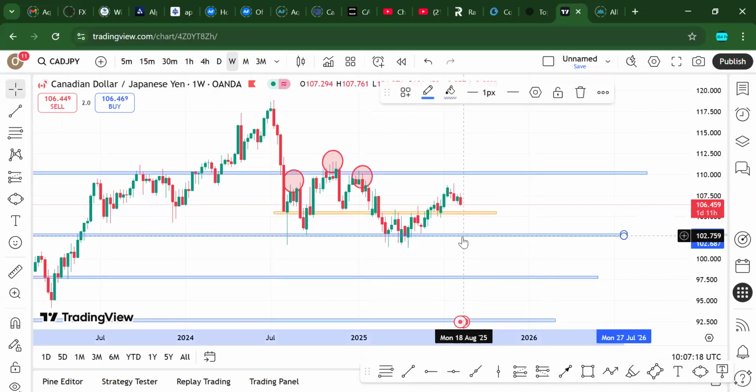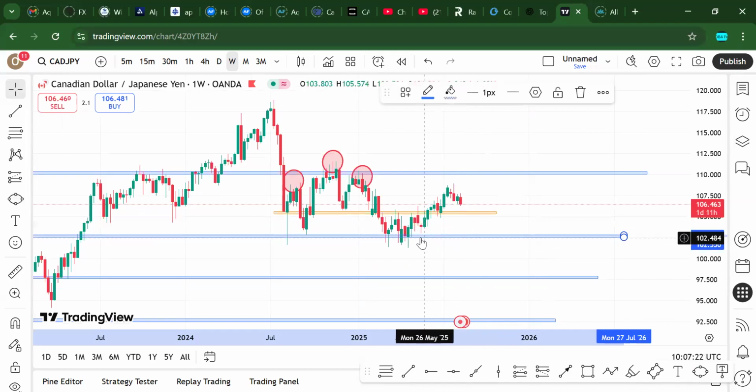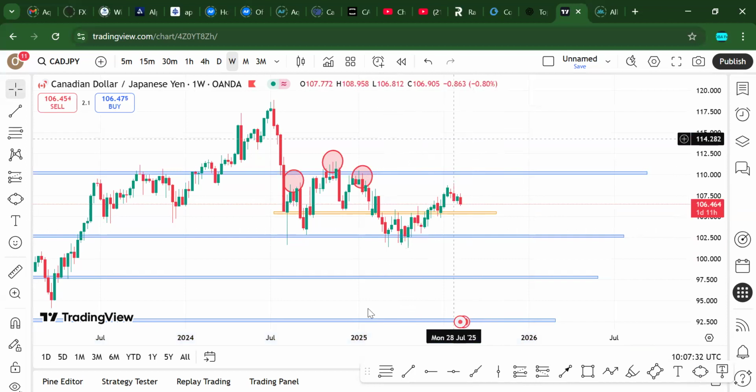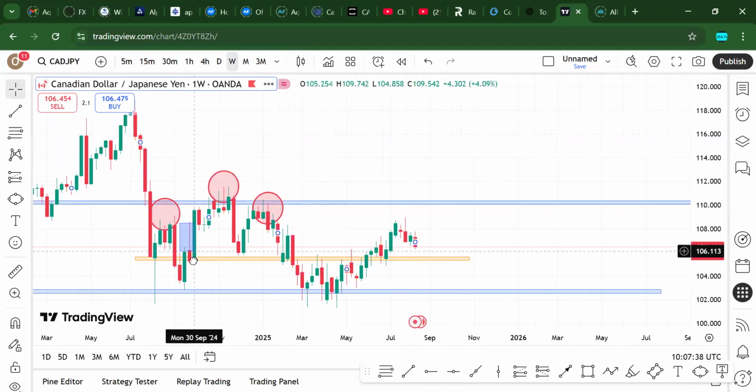So let me adjust this a bit. The next key zone. However, in trying to go from this support zone, probably to come back to this zone, price made an inverse head and shoulders pattern. Now, for those of us that haven't seen it yet, if I zoom in, I can borrow from what I drew here.